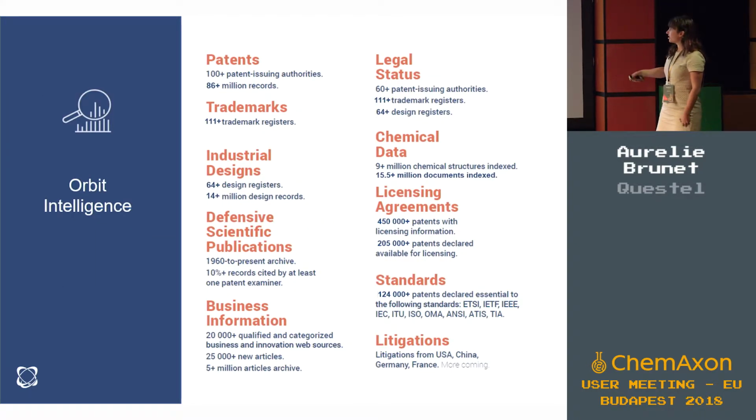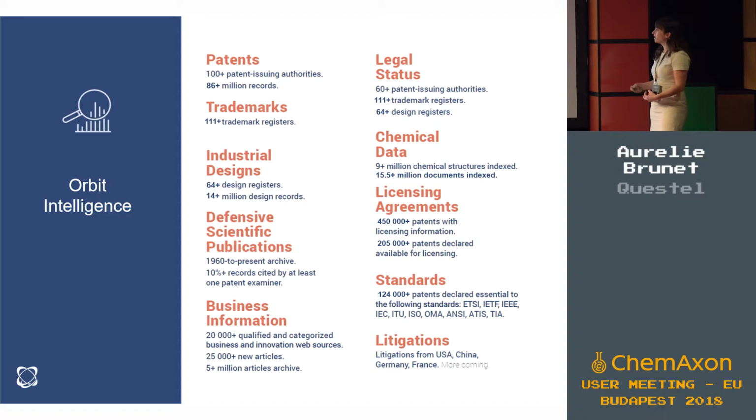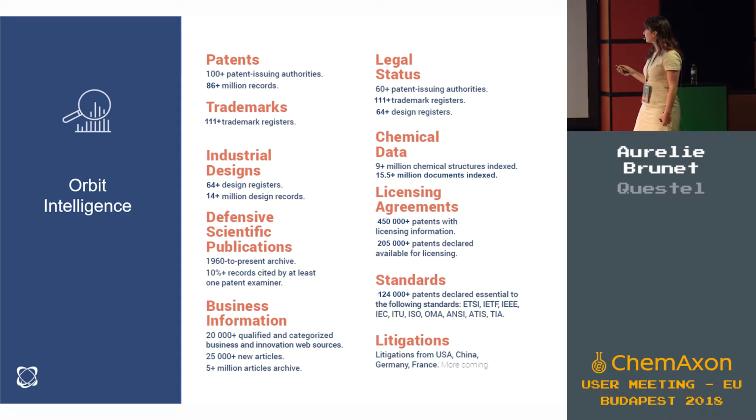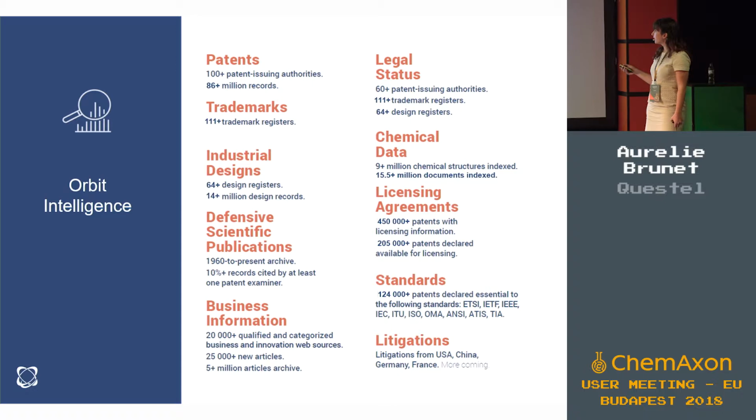I won't go through the slide; it's just to tell you that over the last 20 years we have, of course, evolved from being a patent database. We have integrated more and more data, and we are always keen to understand how we can make searching into patents easier, and how we can make reading patents easier. Now we have extracted over 9 million chemical structures, and we have over 15 million patent documents indexed.